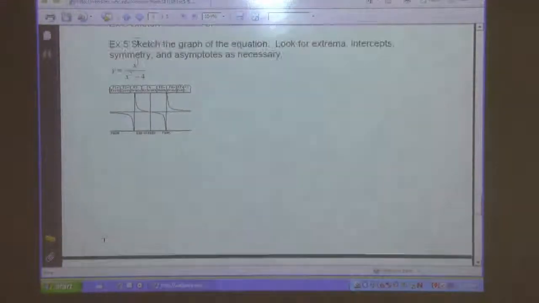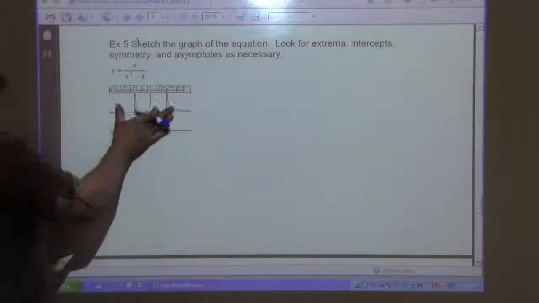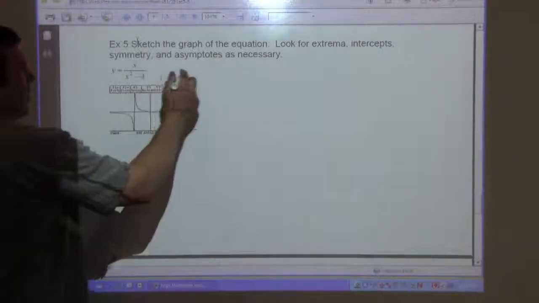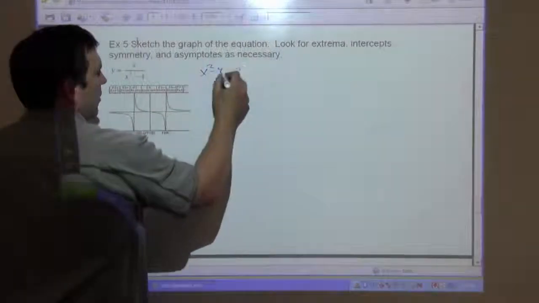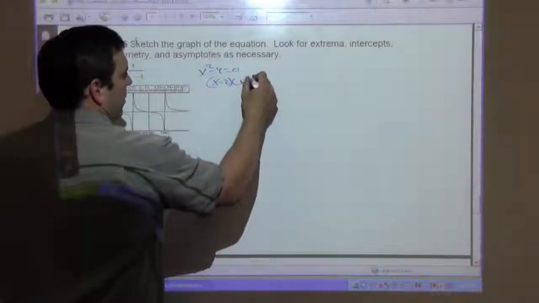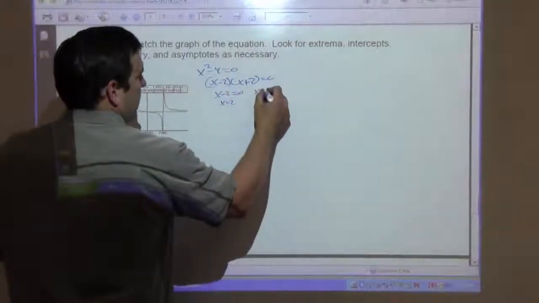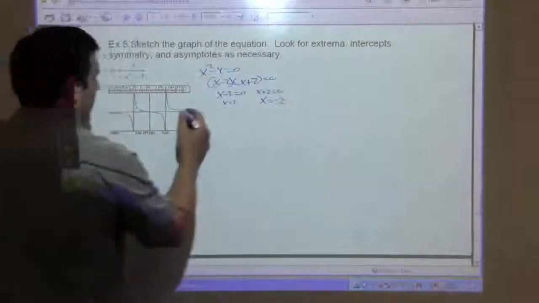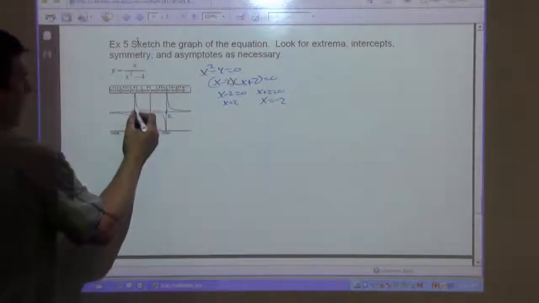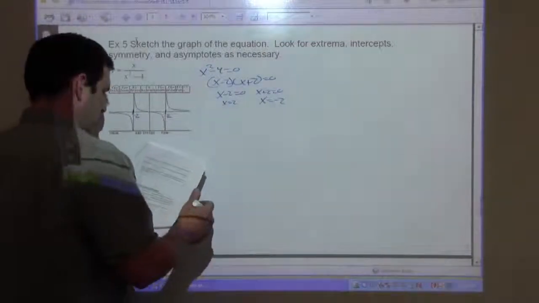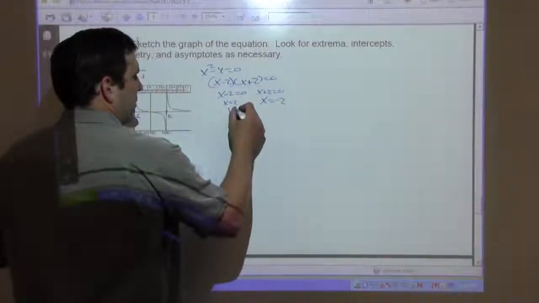Okay, example 5. Sketch the graph of the equation. Look for extrema, intercepts, symmetry, and asymptotes as necessary. So here's the graph of it from the calculator. And if you look at this, x over x squared minus 4, x squared minus 4 equals 0 means x minus 2 times x plus 2 equals 0, so x minus 2 is 0, x equals 2, x plus 2 is 0, x equals negative 2. So our asymptotes are at 2 and negative 2. So those are our vertical asymptotes.